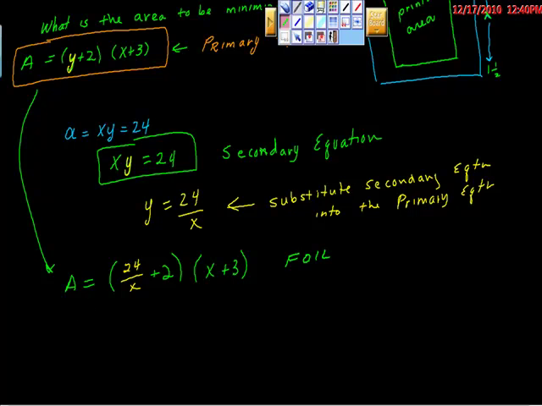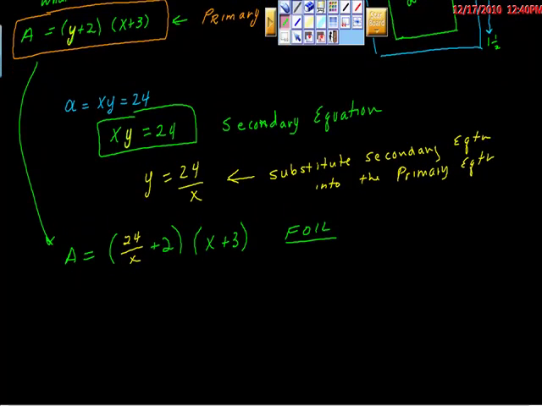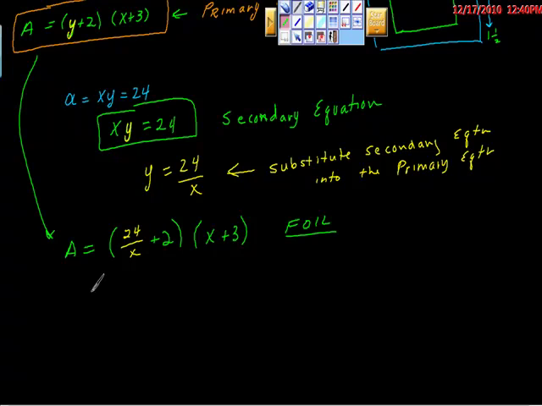So you can FOIL this. Is everybody okay with how we got this 24x? Is everybody okay with the fact that we have our secondary equation substituted into our primary equation? So we have both equations now in one equation, don't we? Okay, good. And if you FOIL this out, this FOILs out to A equals 30 plus 2x plus 72 over x.